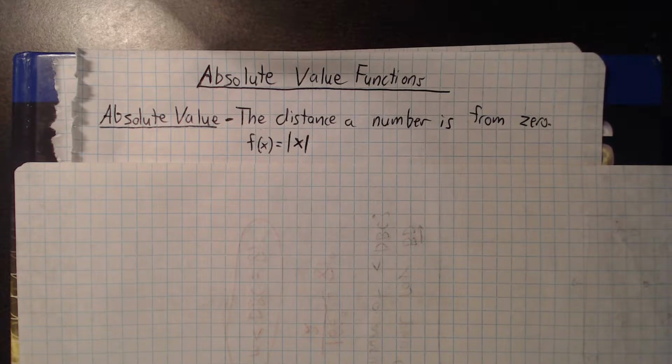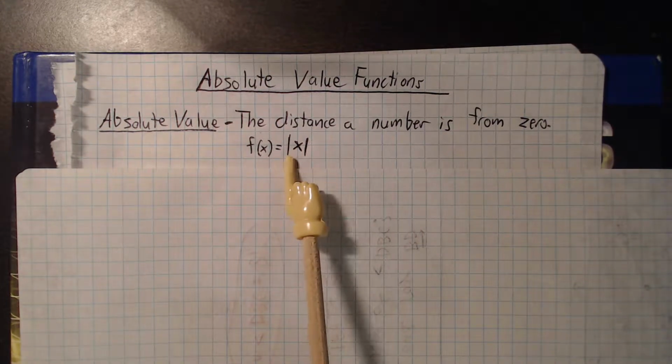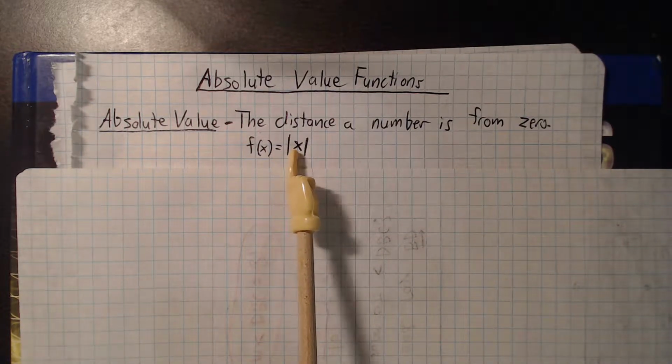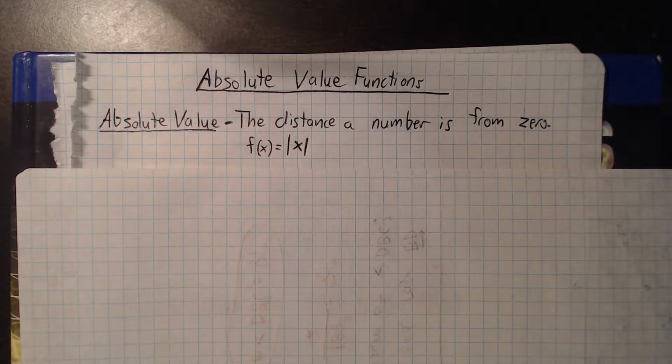And the way that we would write this function is we have these two little lines that represent absolute value. You could have an expression in there, like maybe 3x plus 2, which we'll see something similar to that coming up in the video. So if we had something like the absolute value of 5, we're just looking for how far away 5 is from 0. That's really simple. It's 5 units away.